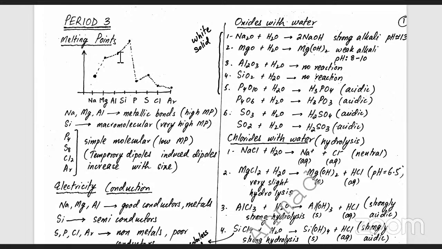Na, Mg and Al are all metallic, but remember, metallic bonding strength increases if you have more delocalized electrons. So aluminium has a higher charge as well as more delocalized electrons in the metallic lattice, which is why it has a relatively higher melting point. Okay.